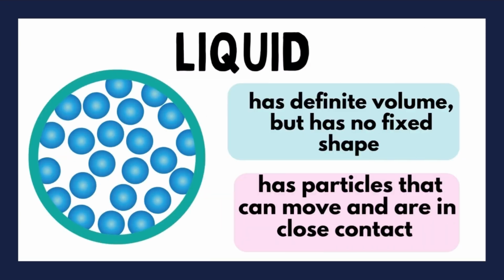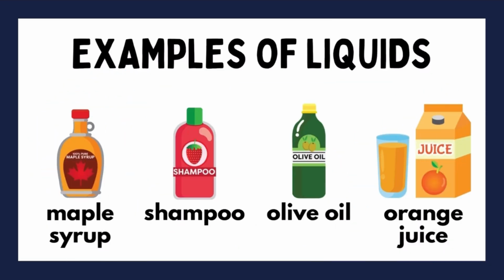Liquid has a definite volume but has no fixed shape, has particles that can move and are in close contact. Examples of liquids: maple syrup, shampoo, olive oil, orange juice.